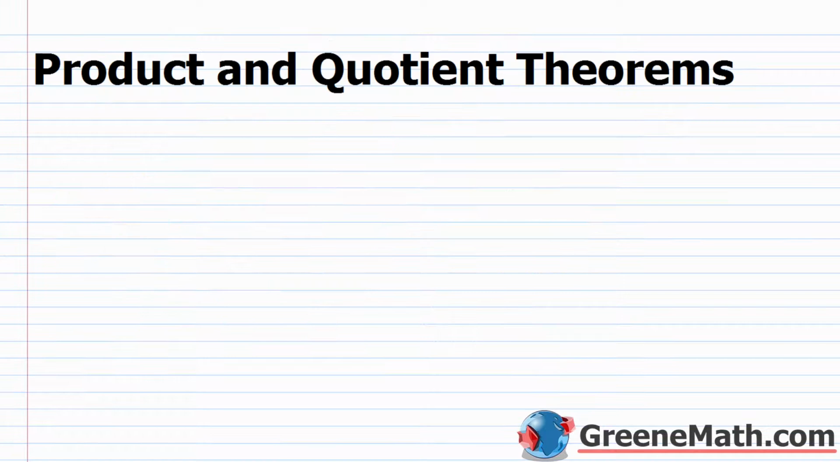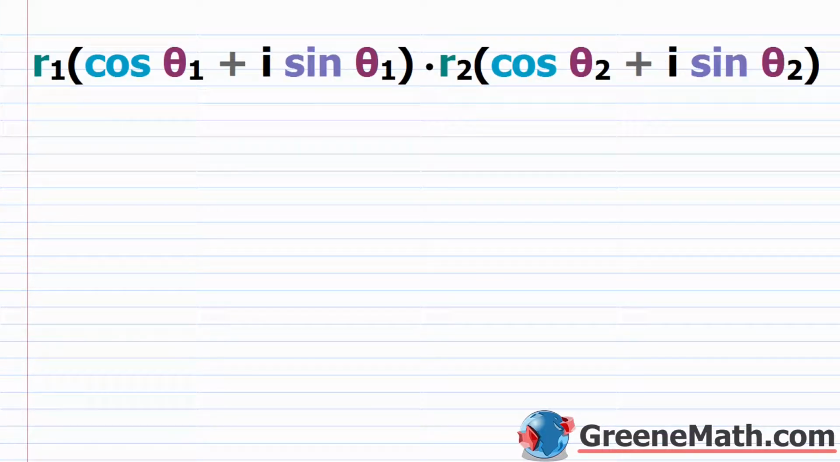In this lesson, we want to talk about the product and quotient theorems. In the last lesson, we talked about how to write a complex number in what we call the trigonometric form. Most people call this the polar form. And here what we want to do is learn how to quickly multiply or divide two numbers if they're in polar form using something called the product or also the quotient theorems, okay?